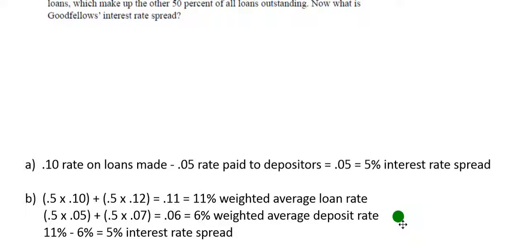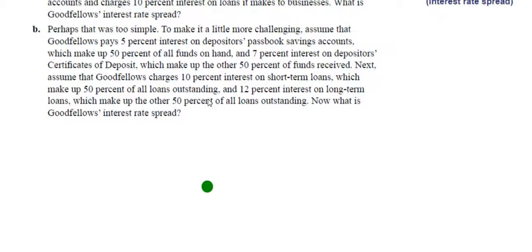Now, we do the exact same thing to get the weighted average loan rate. And we go back up here to the problem, and we can see that short-term loans make up half of all their loans outstanding, and they're paying 10% on short-term loans, and they're paying 12% on long-term loans, which makes up the other half of loans outstanding. So we simply do the same type of weighted average calculation again.